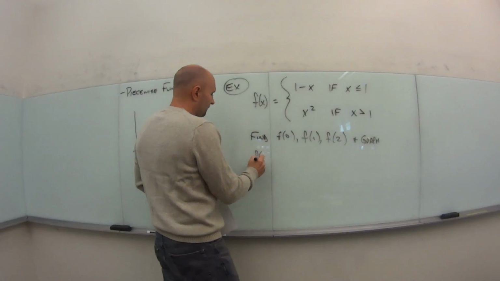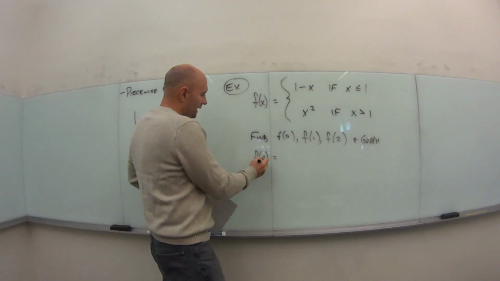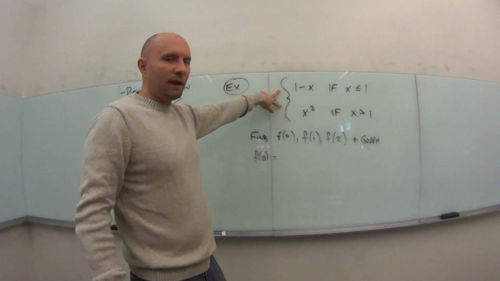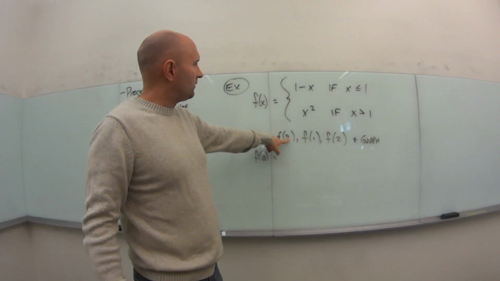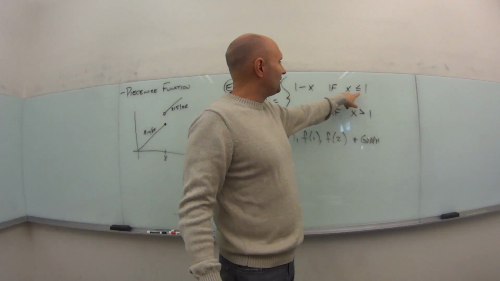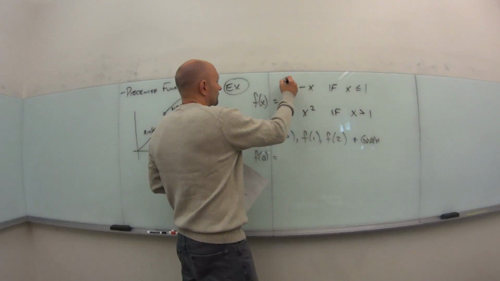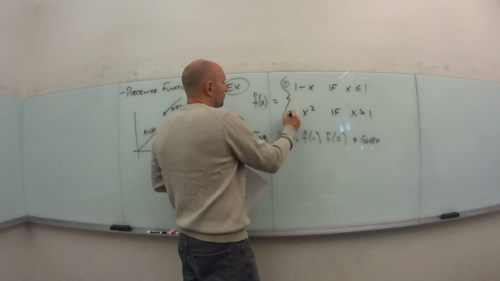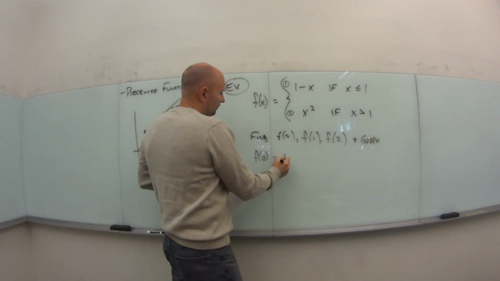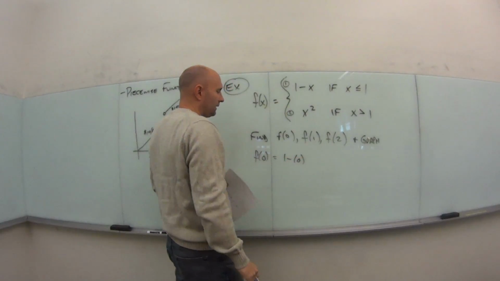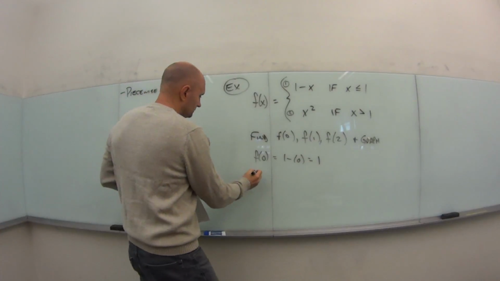First off, f of 0. This just means we plug in 0 anywhere we have an x in the function. But because we have two possible functions here, we have to figure out which one to use when x is 0. If x is 0, that means x is less than or equal to 1, which means we use the first function. Let's call this one 1 and this one 2, just to keep track. So we use function 1: f of 0 is 1 minus x, 1 minus 0, which is 1.